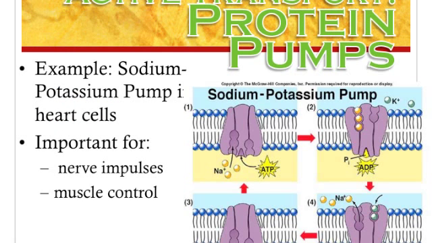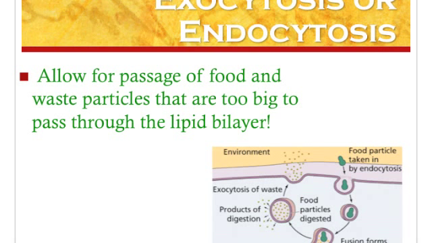So you have protein pumps, and an example of a protein pump is the sodium-potassium pump. It is a popular pump in the heart cell. It pumps ions out and it creates an imbalance. That is active transportation. You're using energy.